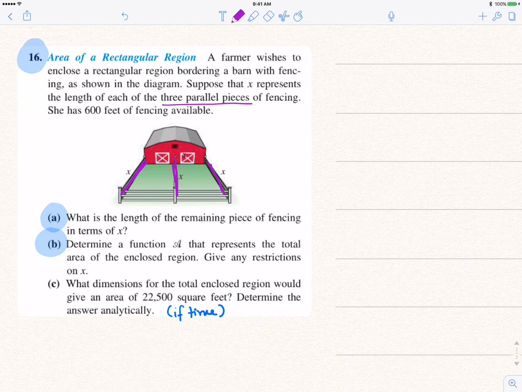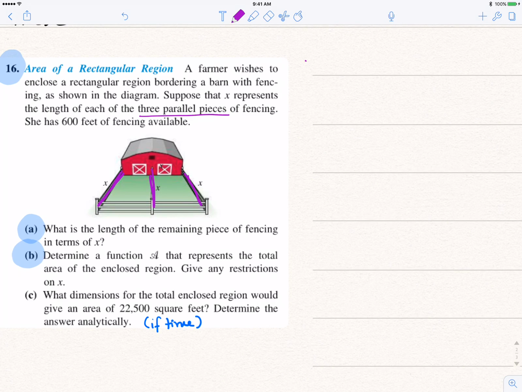Part A, what is the length of the remaining piece of fencing in terms of X? In other words, we won't know what the actual number is yet. We just want to find out what it is in terms of X. So if I take a look here, I know that I have 600 total feet of fencing. I've already talked about three pieces of fencing, each X units long or X feet long. So I now have an X plus an X plus an X. These are my three parallel pieces.